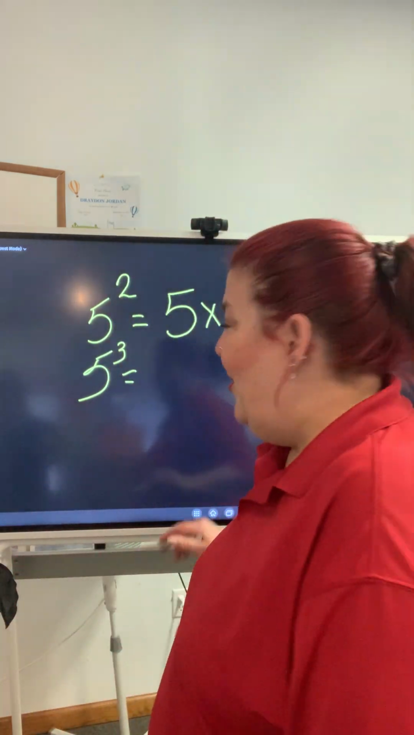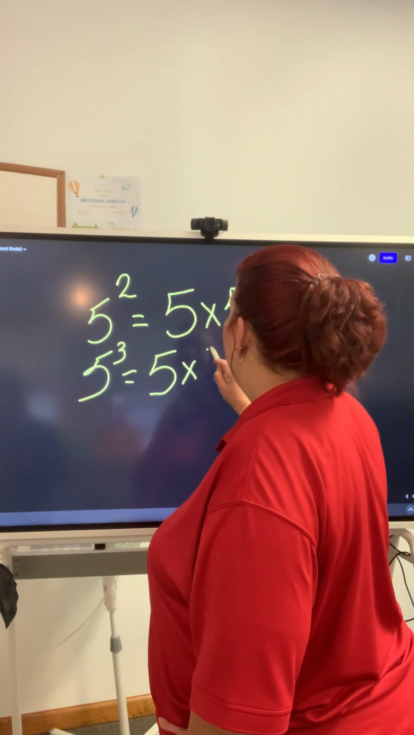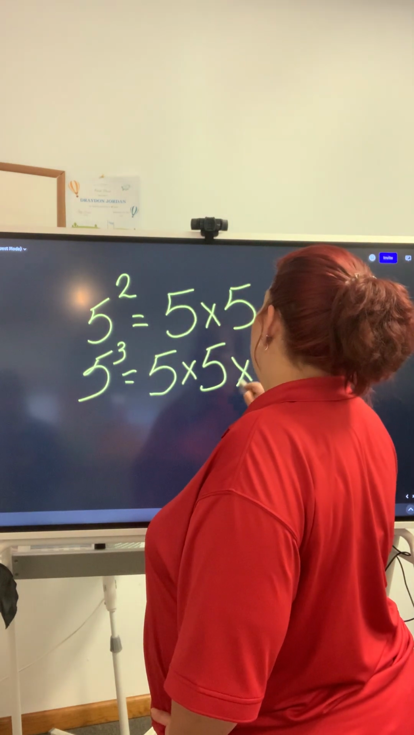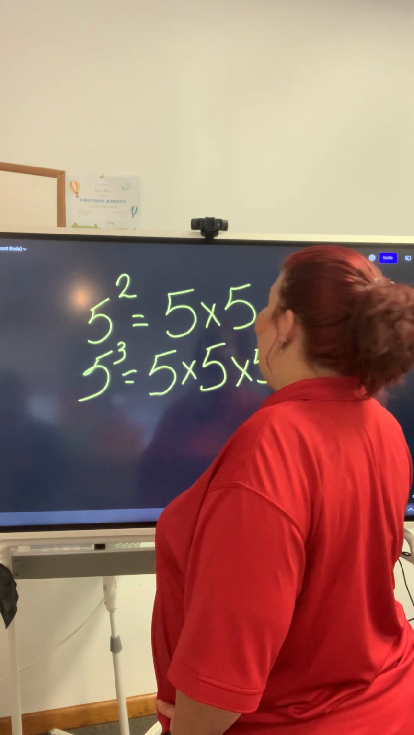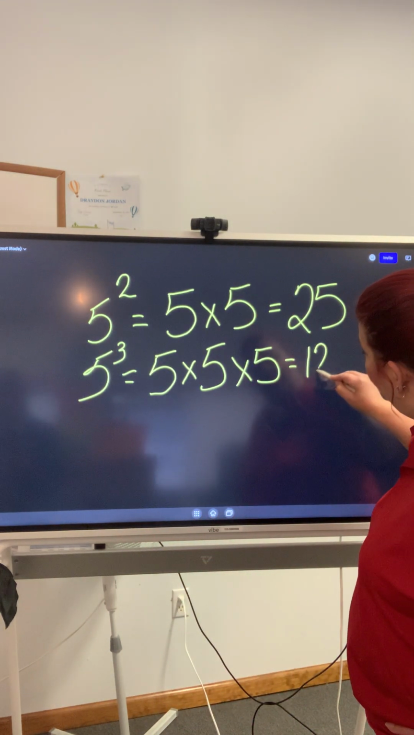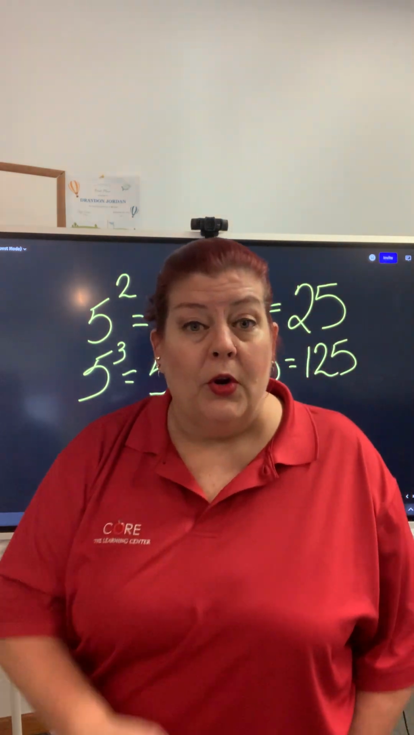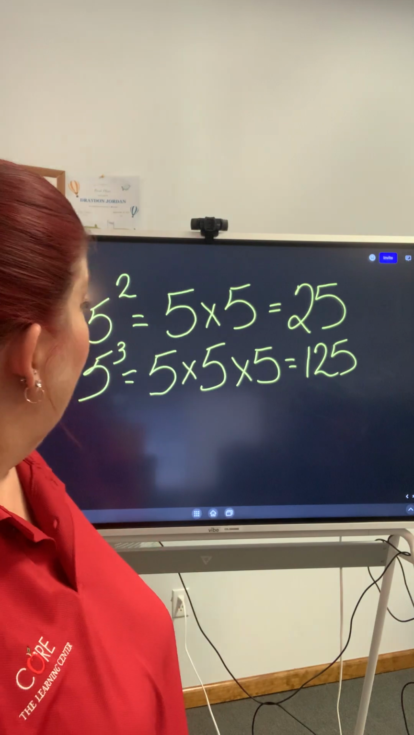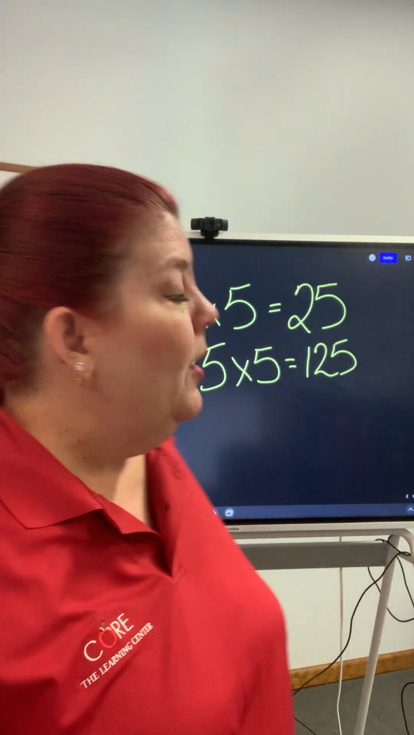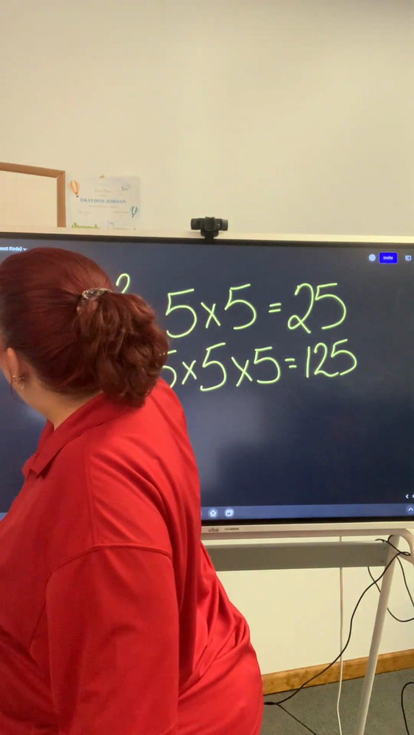Oh, yes, that was perfect. It's 5 times 5 times 5. And that equals, and please feel free to use your calculators for these, because it's pretty big numbers that we'll probably end up working with. Okay, I think you all got that part now.